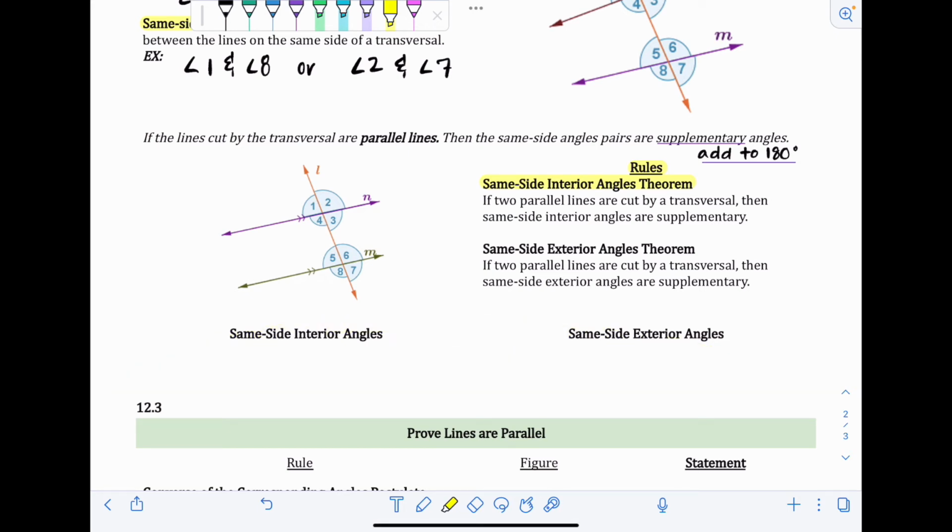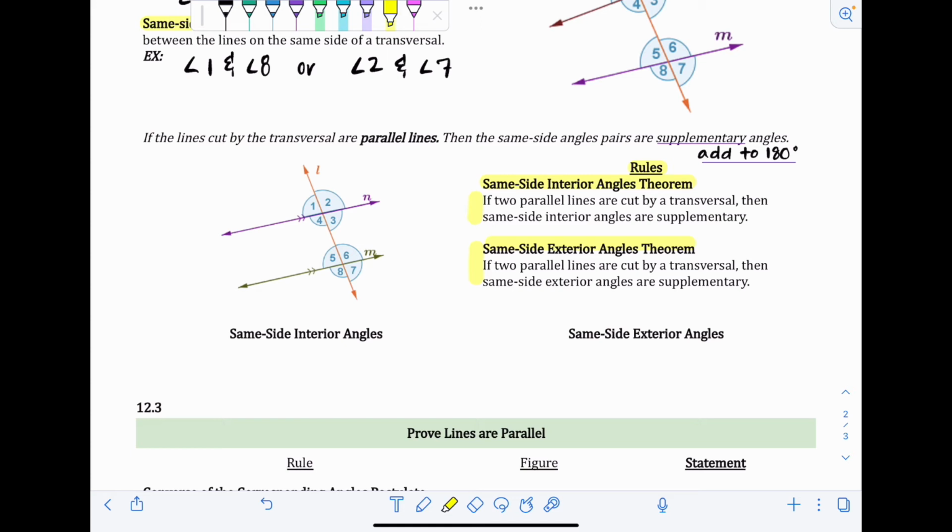So same side interior angles theorem: if two parallel lines are cut by a transversal, then the same side interior angles are supplementary. And then for the second part, same side exterior angles, so it's like a tongue twister now. Same side exterior angles theorem: if two parallel lines are cut by a transversal, then the same side exterior angles are supplementary. So they're both supplementary, basically. Exterior and exterior, interior and interior.